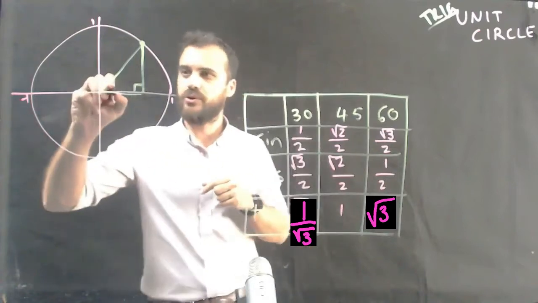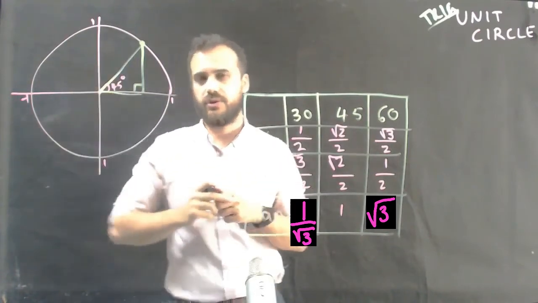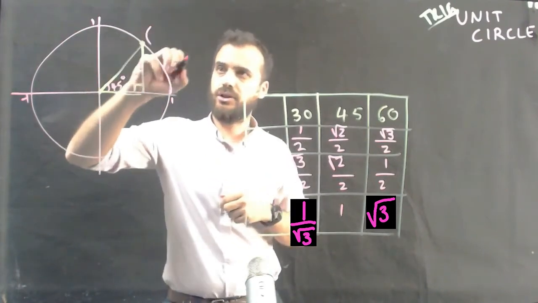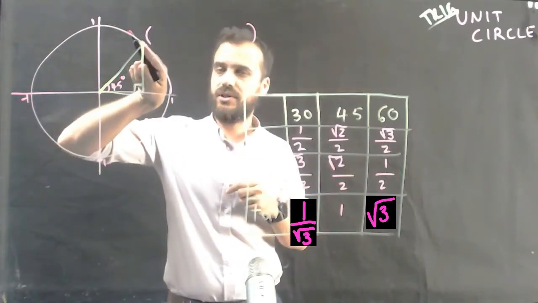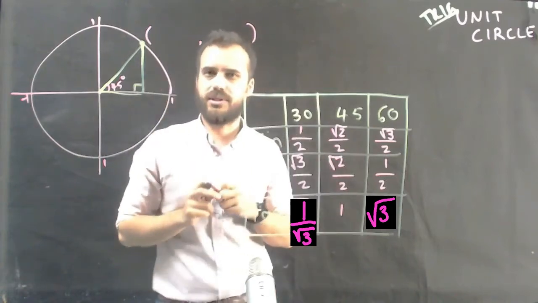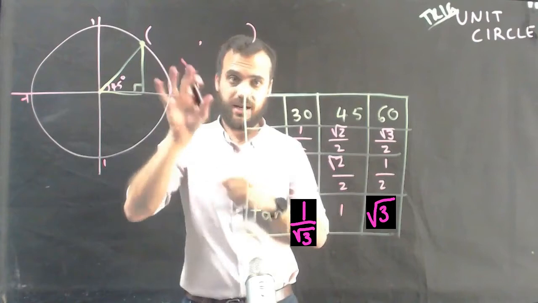Now I want you to take my word for it that I've made this angle equal to 45 degrees. And with that information, I should be able to figure out what the x value is for this and what the y value is for this. What are these two numbers here? So let's use some trig to figure that out.